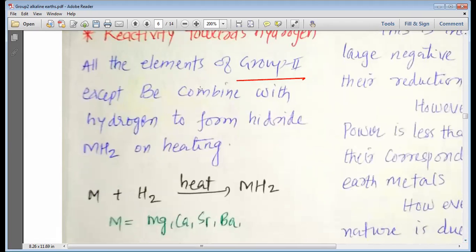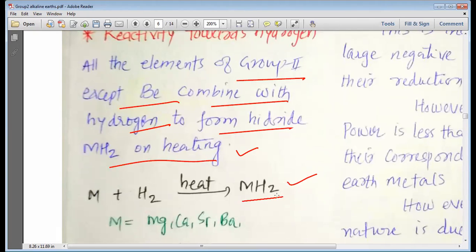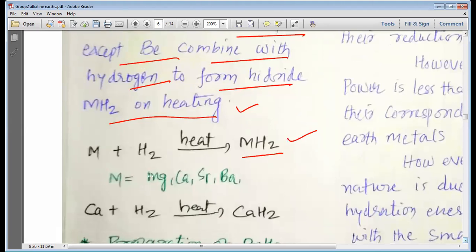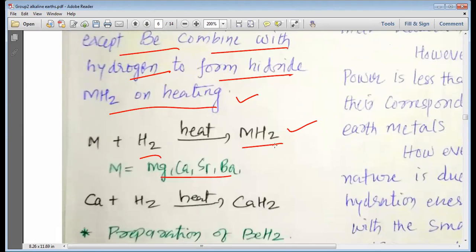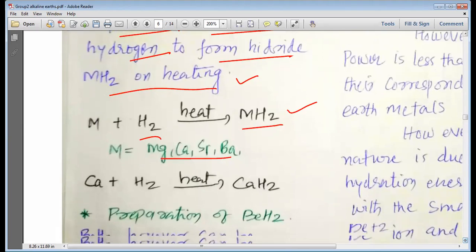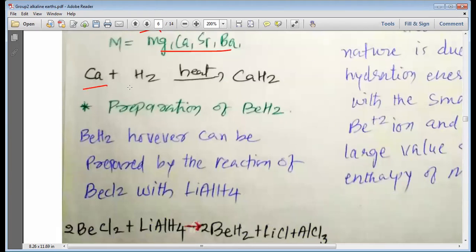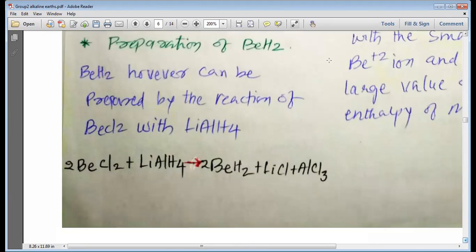All the elements of group 2 except beryllium combine with hydrogen to form hydrides of MH2 type on heating. My dear students, the metal may be magnesium, calcium, strontium or barium. These metals react with hydrogen to produce MH2. Let us understand it with an example. For example, calcium metal, when it reacts with hydrogen, produces calcium hydride, CaH2.